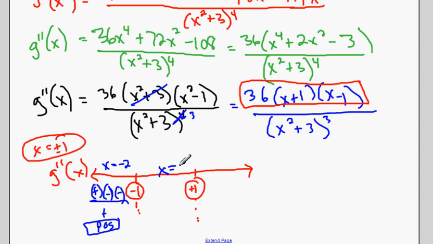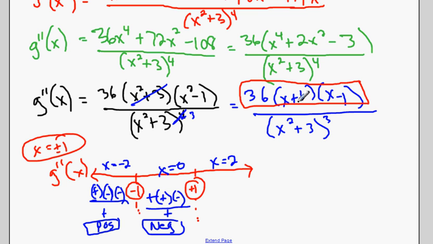Let's pick a number between these. Perfect, x equals 0. So I get 36, which is positive. 0 plus 1 is positive. 0 minus 1 is negative. 0 plus 3 is positive, cubed is positive. Okay, so here it is negative.